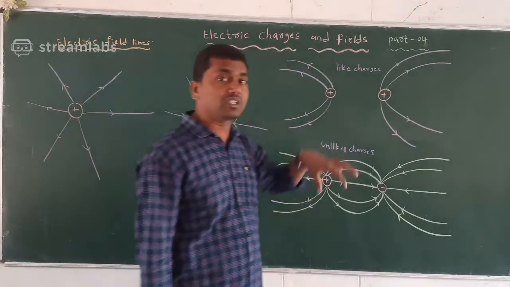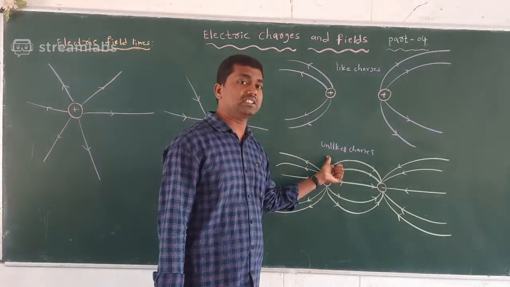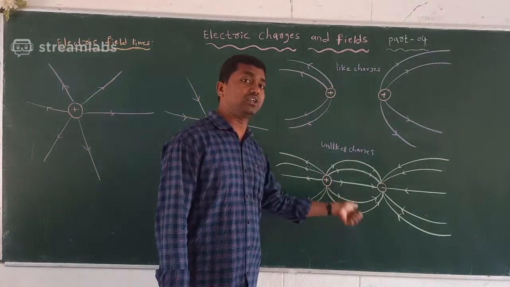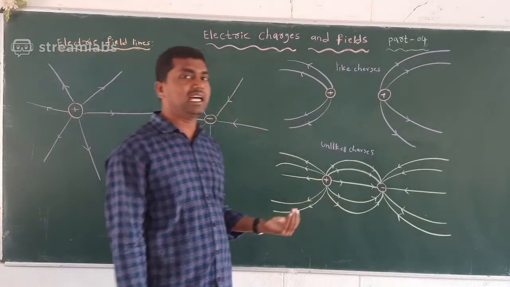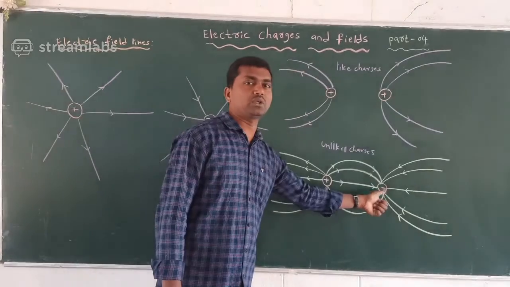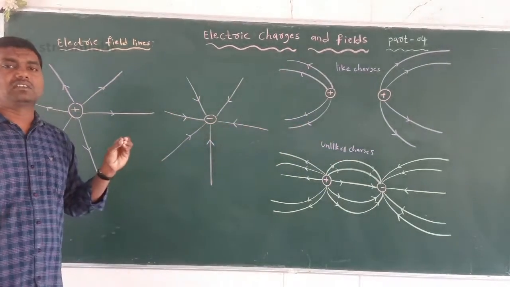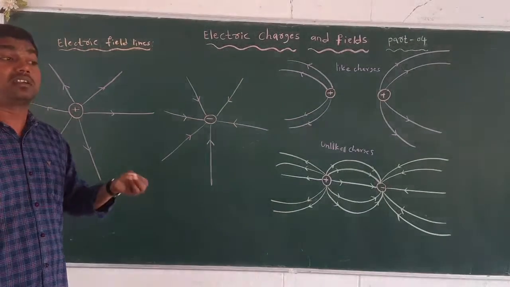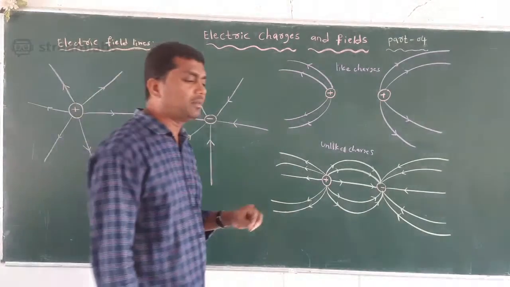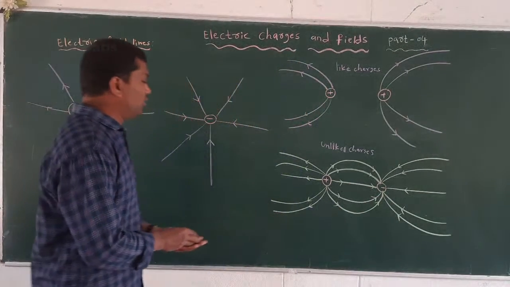Now suppose we observe different charges, meaning unlike charges, positive and negative. The field lines travel from positive to negative. So there is a simple point about electric field lines: the field line is drawn from the positive charge to the negative charge. This is the first point.